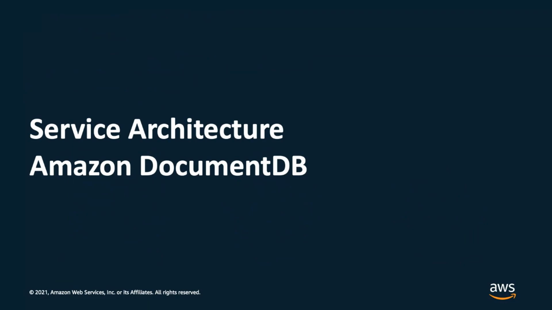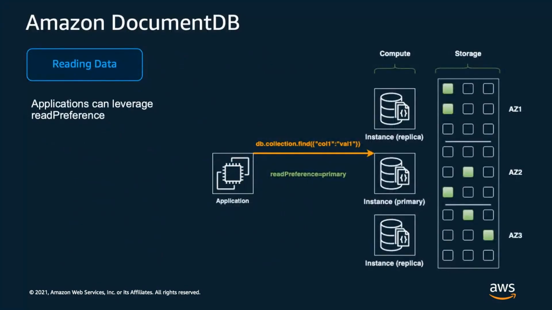Let's jump into the service architecture of Amazon DocumentDB to understand what it's doing behind the scenes. Now, since your applications can leverage the same MongoDB drivers you currently use, that also means you take advantage of connection parameters like read preference. In this first example, we're going to see what it looks like when your application uses a read preference of primary for those read after write strong consistency results.